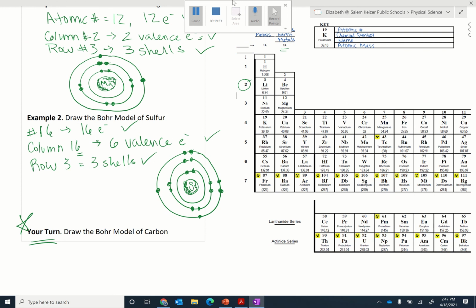Remember, this helped you fill in slides 8 through 10. We answered the question, how is the periodic table organized, and how is that related to electrons? And we also learned how to draw Bohr models.